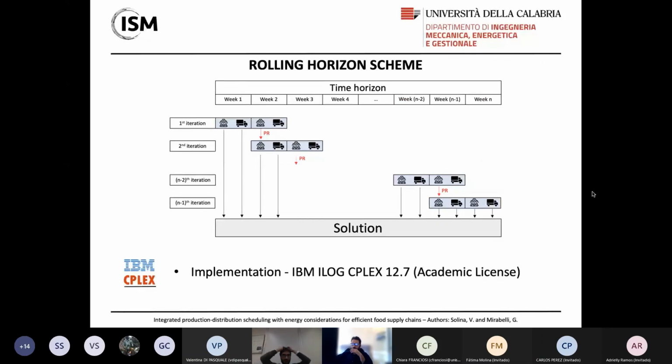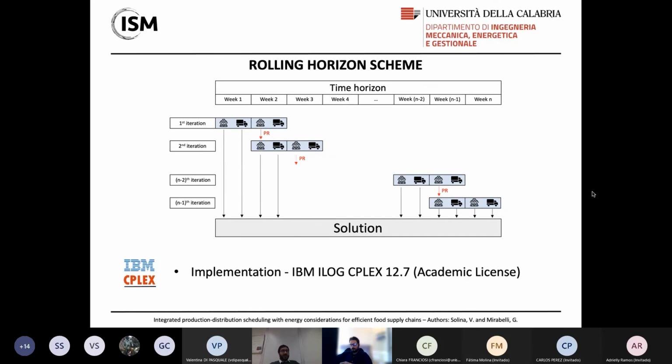We have implemented then this rolling horizon scheme. How to explain this rolling horizon scheme? First of all, we have implemented the model using a software named IBM ILOG CPLEX. We have the academic license for it. The rolling horizon scheme works in this way, very quickly.